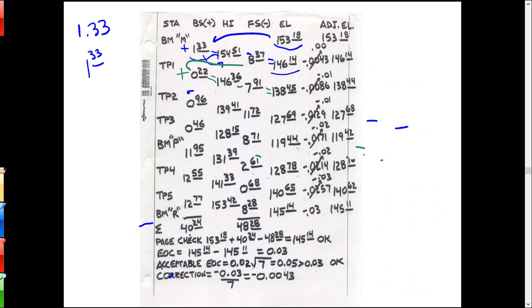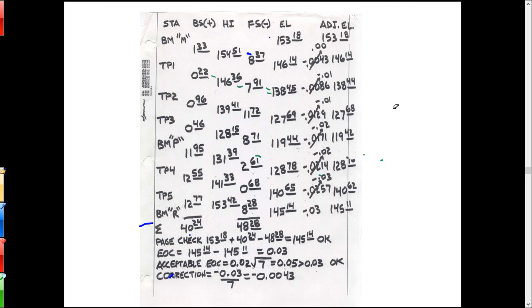All right. So let's fix this data now. So let's see what we can do with this. So what we've got are those elevations that we shot in. Our correction is negative 0.0043. So what we're going to do is take that 0.0043 negative and use it to correct each shot, but we're going to do it cumulatively. The first shot doesn't get any adjustment at all because that's the benchmark. The next shot, we use negative 0.0043 times 1, but we're rounding to the hundredth, so that rounds out to 0.